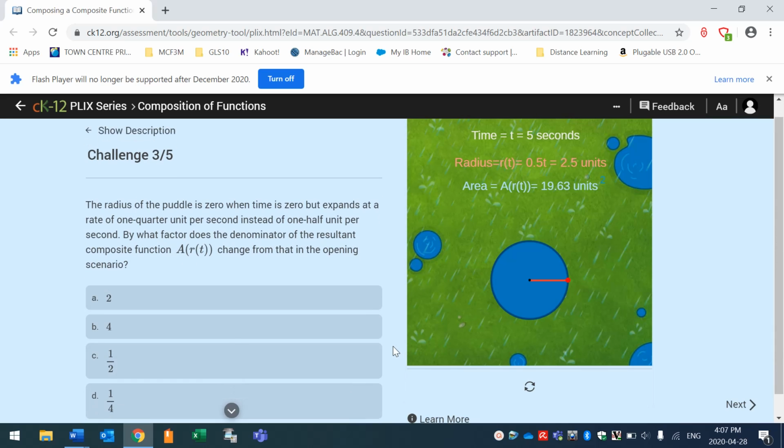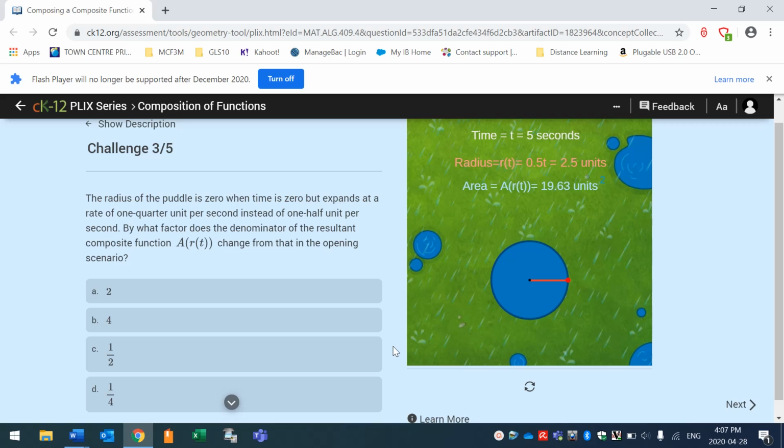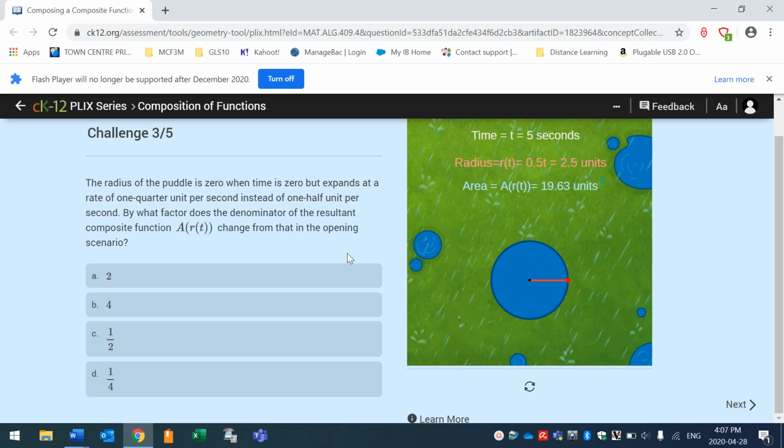Next, this is a little bit more challenging of a challenge question here. So the radius of the puddle is 0 when time is 0, makes sense, but expands at a rate of 1/4 unit per second instead of 1/2 unit per second. So what they're saying is this function here, r of t, instead of it being 0.5 t, would be 0.25 t. And the question is, by what factor does the denominator of the resultant composite function, a of r of t, change from that in the opening scenario? So before we can answer this, we need a little bit of context.